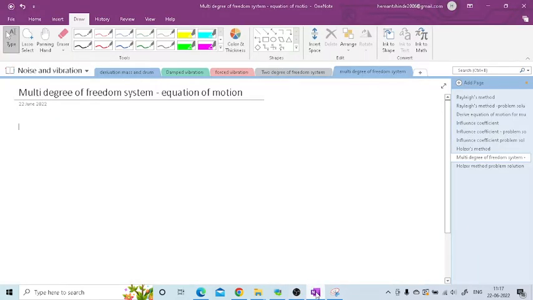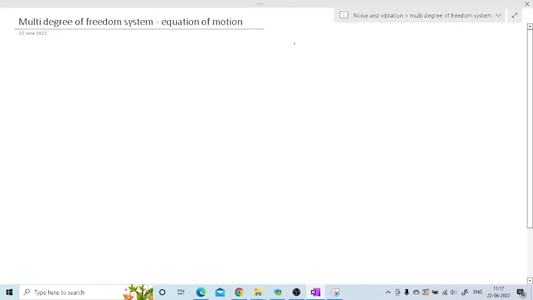Hi friends, in this session we are going to see the equation of motion for multi-degree of freedom system. Now first, what is meant by this multi-degree of freedom system? See, the number of independent coordinates which are required to represent the system is called the multi-degree of freedom system.